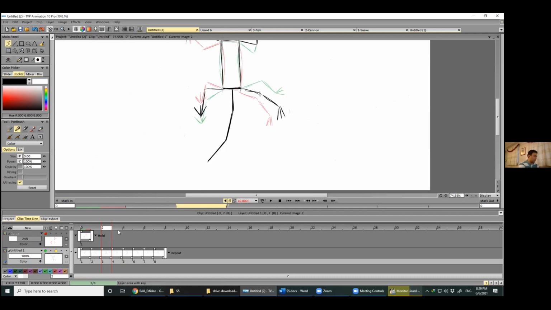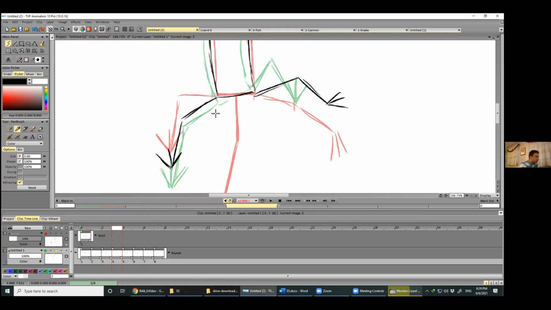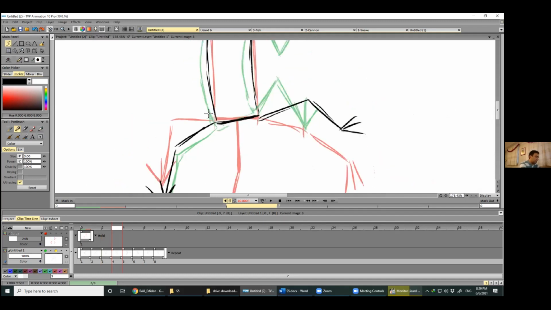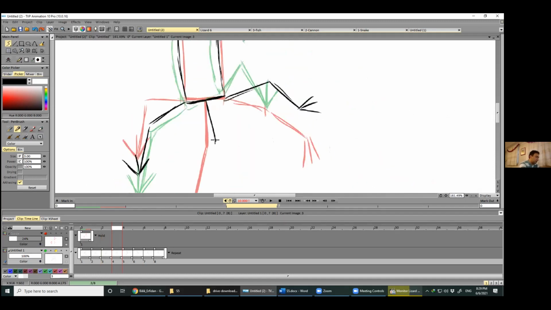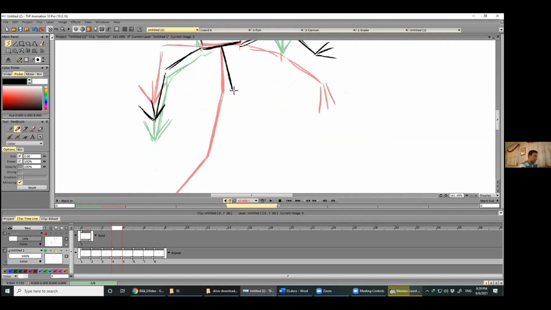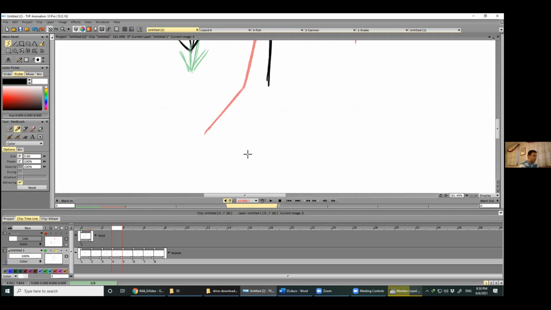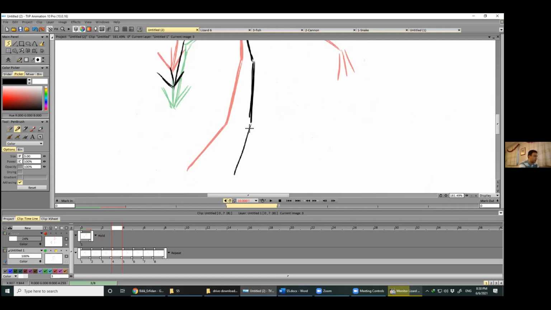In the next frame, the body bends, and this is the first part, so it is like this. The second part is being dragged behind the first part, so it is like this. The third part is being dragged behind the second part.